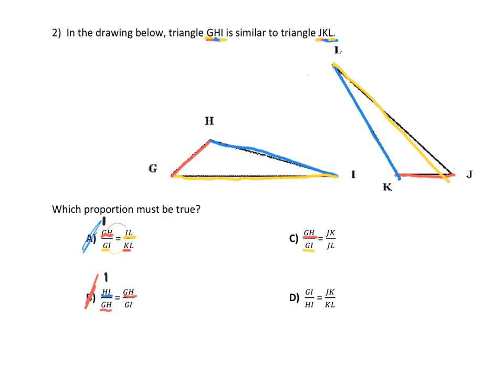GI, which is yellow. So this is figure 1. JK is in red. And JL is in yellow. And that is figure 2. That looks really darn good to me. I'm going to double check D just in case. GI is yellow. HI is blue. And that was figure 1. JK is red. And KL is blue. See, our colors didn't line up on that one, so that didn't work out. So D is out. Our answer definitely is going to be C on number 2.